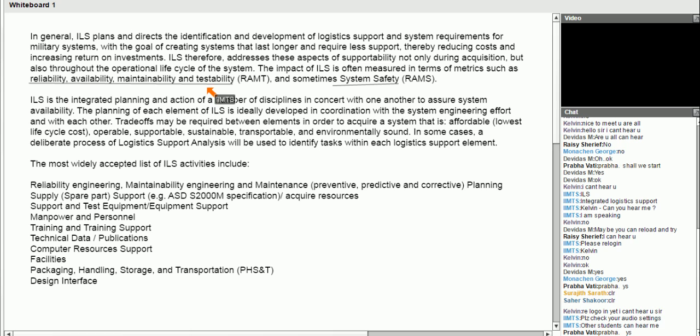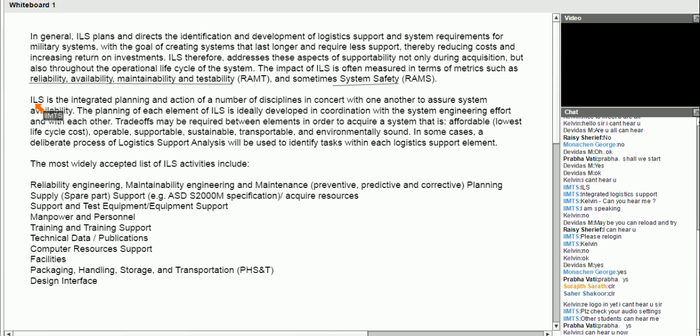Right, so with integrated logistics support, we can achieve these things in the system of logistics: reliability, availability of services or product, maintainability and testability, and sometimes the system safety. Integrated logistics support. Okay, good.